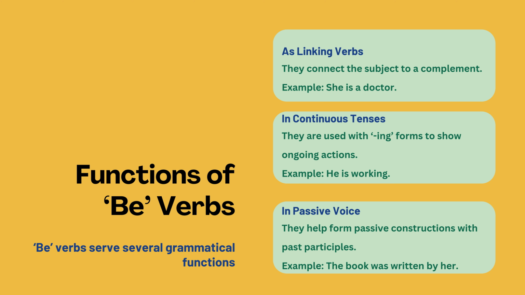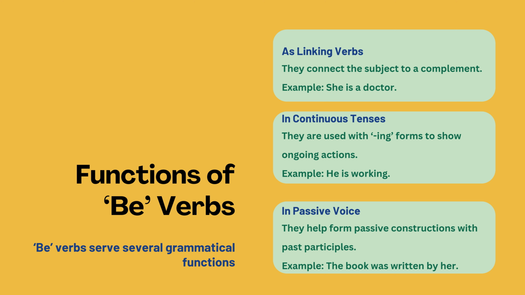3. In passive voice, be verbs are also used to form passive constructions. In these constructions, the be verb is followed by the past participle of the main verb to show that the subject is receiving the action rather than performing it. Example: The book was written by her. Here, was, the be verb, is combined with written, the past participle, to form the passive voice, indicating that the book was written by someone, her.